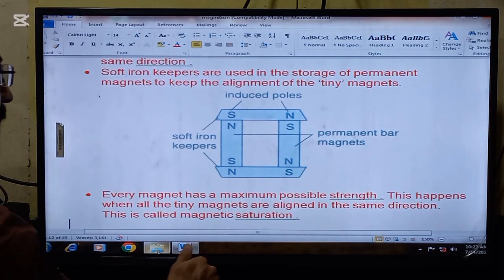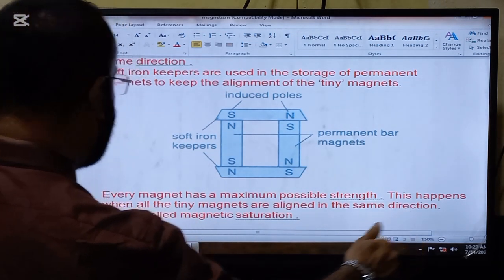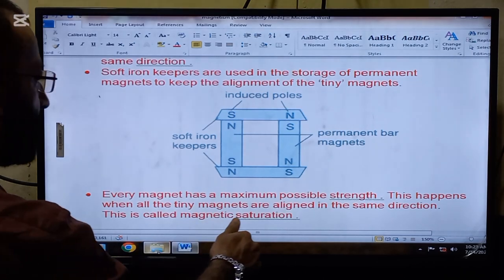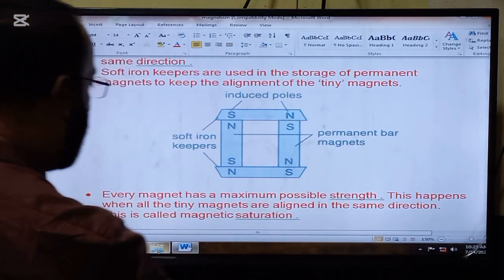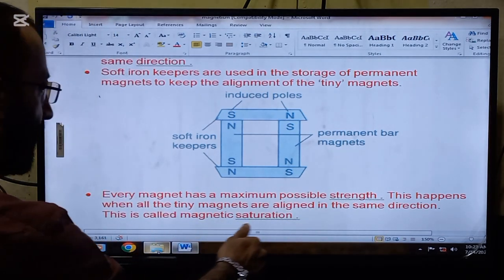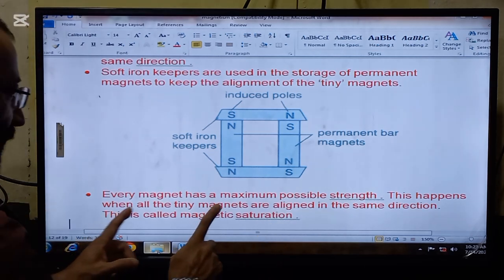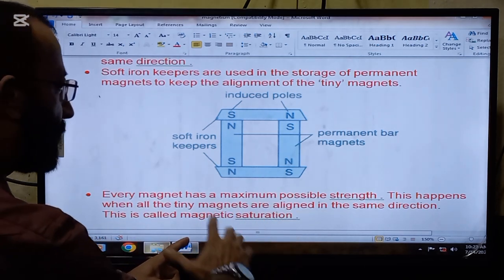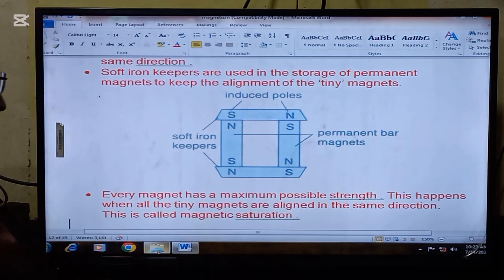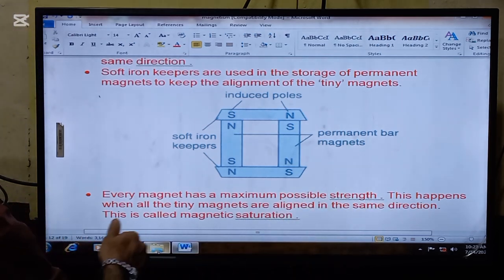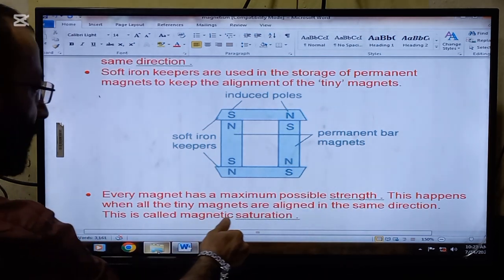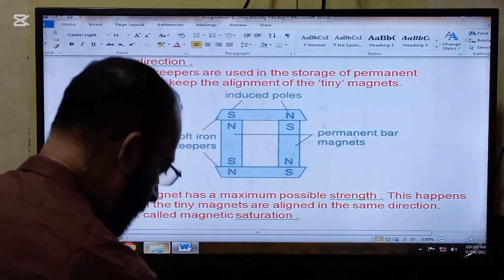Every magnet has a maximum possible strength. This happens when all the tiny magnets are aligned in the same direction. This is called magnetic saturation. So magnetic saturation is the maximum possible strength of a magnet, and this happens when all the tiny magnets are aligned in the same direction.